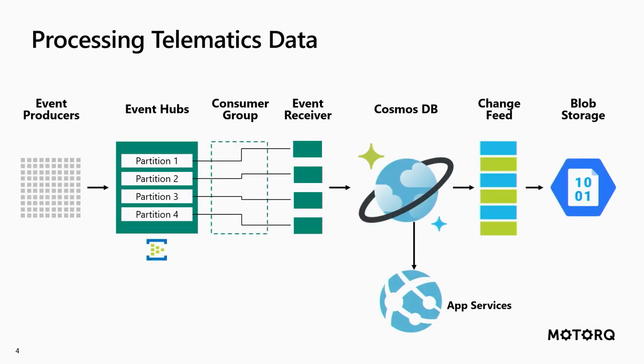This is a high-level simplified architecture diagram for one of the workflows we use. We receive data from multiple receivers, and then we ingest the data into EventHubs. We have multiple consumers processing the data, transforming it and storing it in Cosmos DB. We use App Services to expose some of the stored data via API. We also leverage Cosmos DB Changefeed to move the data to blob storage and our data warehouses.